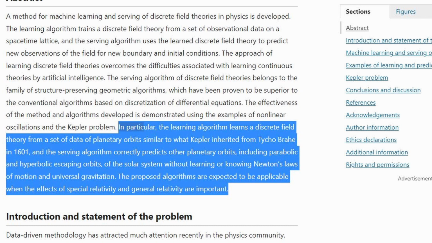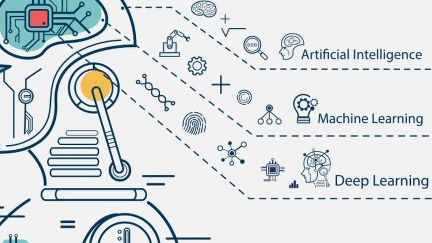His paper states, "In particular, the learning algorithm learns a discrete field theory from a set of data of planetary orbits, similar to what Kepler inherited from Tycho Brahe in 1601, and the serving algorithm correctly predicts other planetary orbits, including parabolic and hyperbolic escaping orbits of the solar system without learning or knowing Newton's laws of motion and universal gravitation." So, the artificially intelligent algorithm was able to use discrete measurements to accurately predict planetary orbits without being told, hey AI, here are the physics laws you need to make planet orbits work correctly. That means using our quantum pixels to measure things may actually work, meaning that they may actually be pixels.